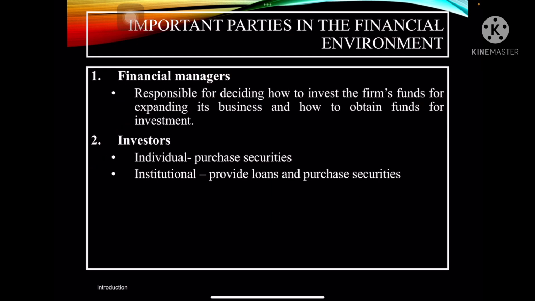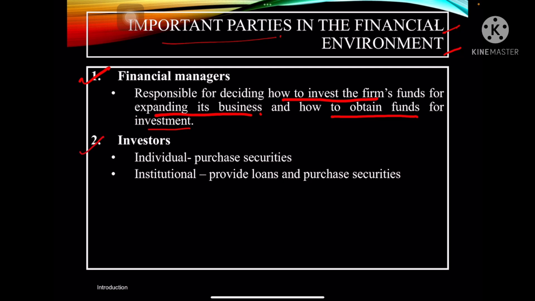All right, next one, important parties in the financial environment. Who are the important parties related to this environment? Number one is the financial manager. Who is a financial manager? The person responsible for deciding how much to invest in the firm's funds for expanding business. They have to decide how much they should invest in the company to make sure it can expand, and then how to obtain funds for an investment. So number one, they decide how much they need for the fund, and number two is how to get the fund.